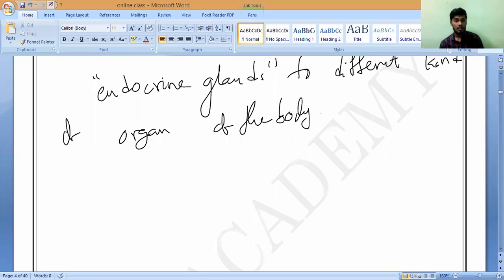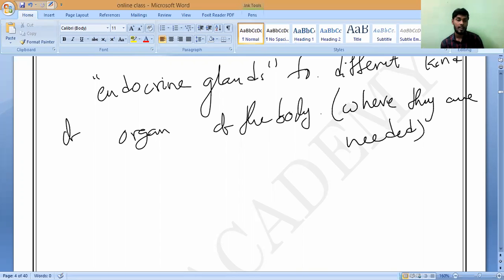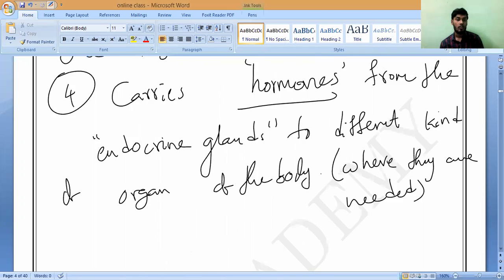But will it always happen? No. Where they are needed and when they are needed. It has been synthesized by endocrine glands and it has been carried by blood. This is the fourth point.